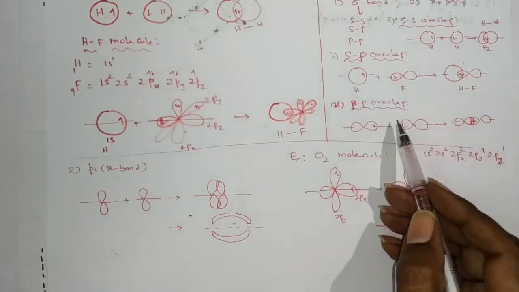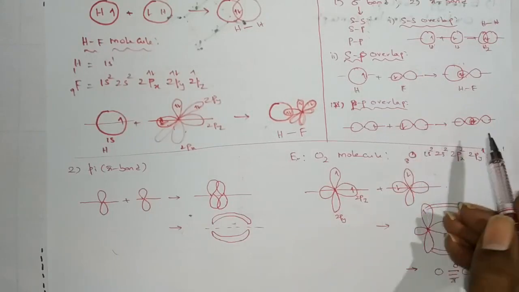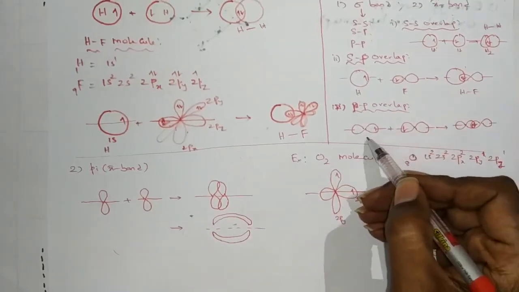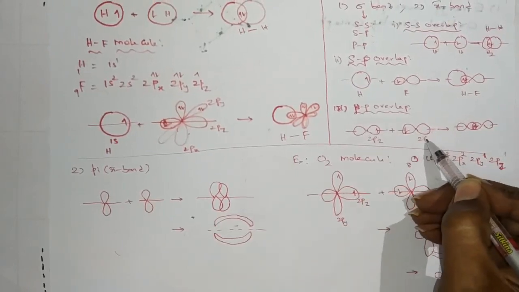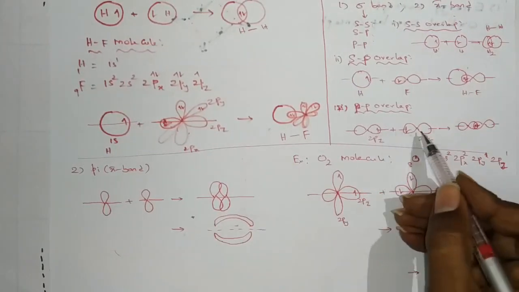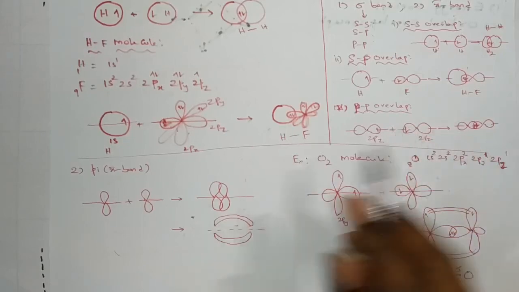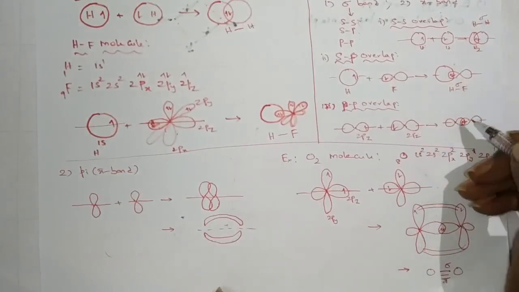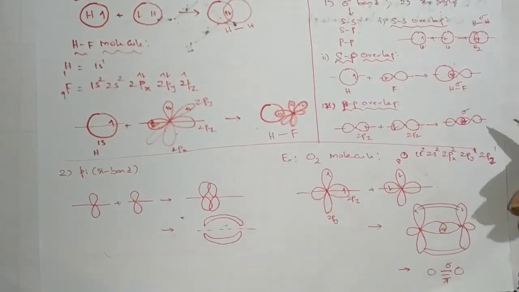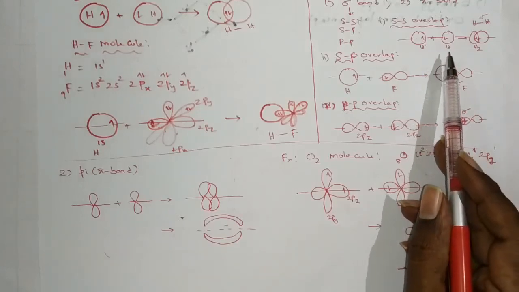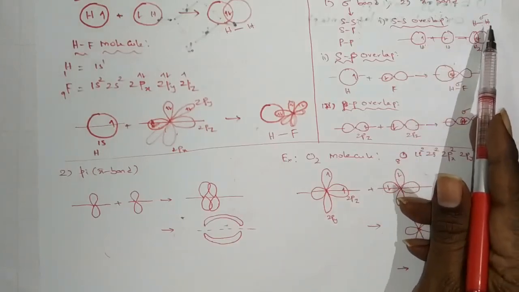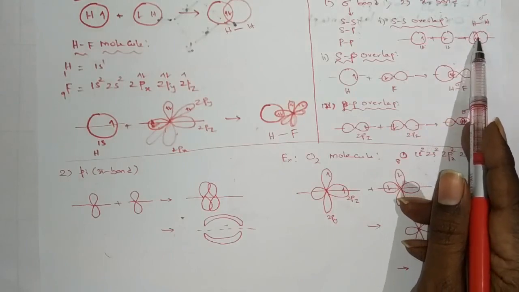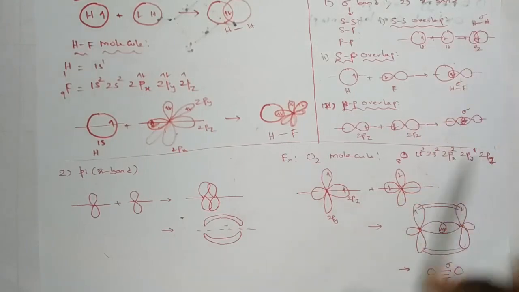And PP overlap also takes place along the internuclear axis. 2pz and 2pz atomic orbitals having 1 unpaired electron each with opposite spin, therefore the bond is formed. All these bonds are sigma bonds. This overlap taking place along the internuclear axis is also a sigma bond. The electron density is more along the internuclear axis, therefore this must be a strong bond.